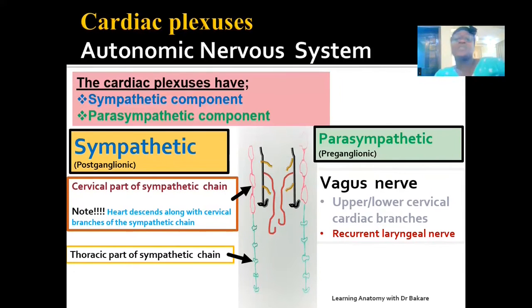component of the cardiac plexus, where we have the sympathetic components being supplied by the sympathetic chain, but restricted only to the cervical and also the thoracic region. So we have the cervical part of the sympathetic chain and also the thoracic part of the sympathetic chain contributing to the sympathetic component of the cardiac plexus, while we have branches from the vagus nerve contributing to the parasympathetic component of the cardiac plexus. As we go through this lecture, we will see how the cardiac plexuses will be formed through branches from the different sympathetic and parasympathetic components of the autonomic nervous system.